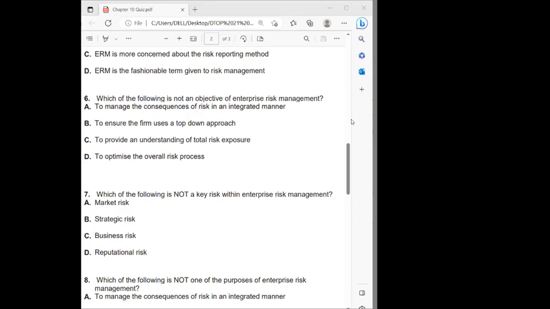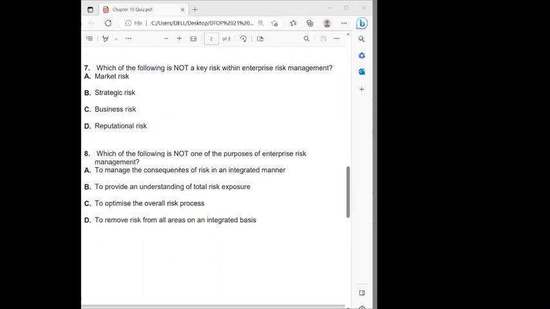Top-down or bottom-up, you can use in other risk management areas as well. It's an approach, right? So the correct answer is B. Question number 6, B. Let's go to question number 7.